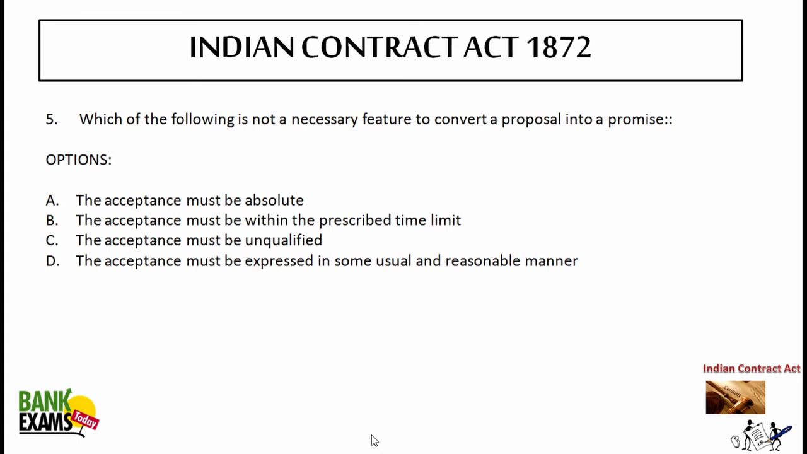Next question, which of the following is not a necessary feature to convert a proposal into a promise? Options: option A, the acceptance must be absolute. Option B, the acceptance must be within the prescribed time limit. Option C, the acceptance must be unqualified. And option D, the acceptance must be expressed in some usual and reasonable manner. So the answer is option B, the acceptance must be within the prescribed time limit.